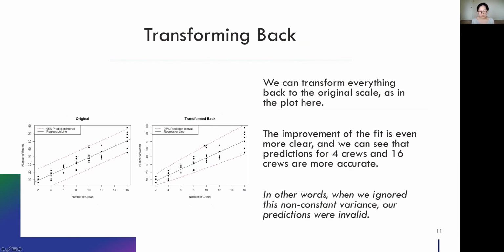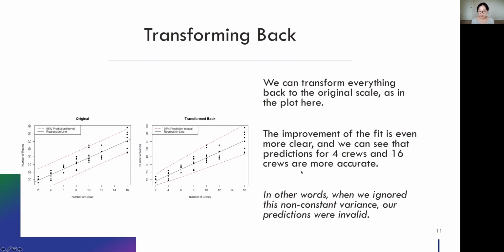And when we transform it back, we can see the improvement very clearly. As I mentioned here, the predictions for 4 crews and for 16 crews are getting more accurate, because this one falls into the prediction interval, the data is within our prediction interval, and this one is getting closer. And of course, also this one.